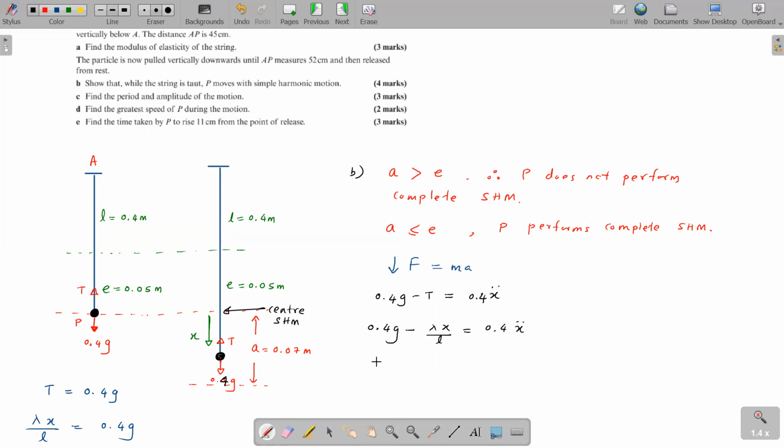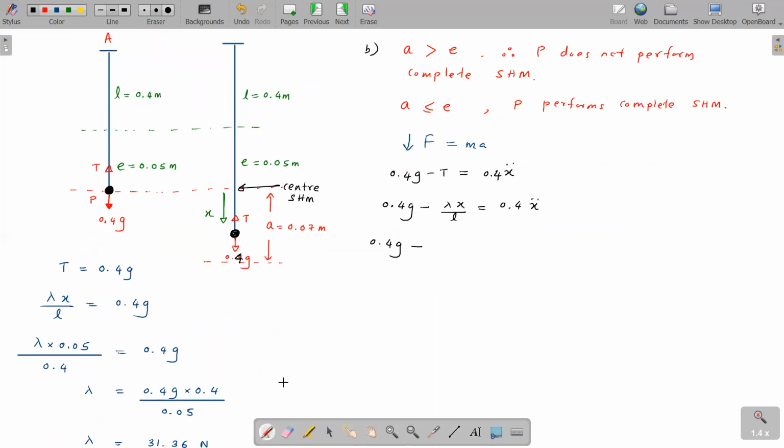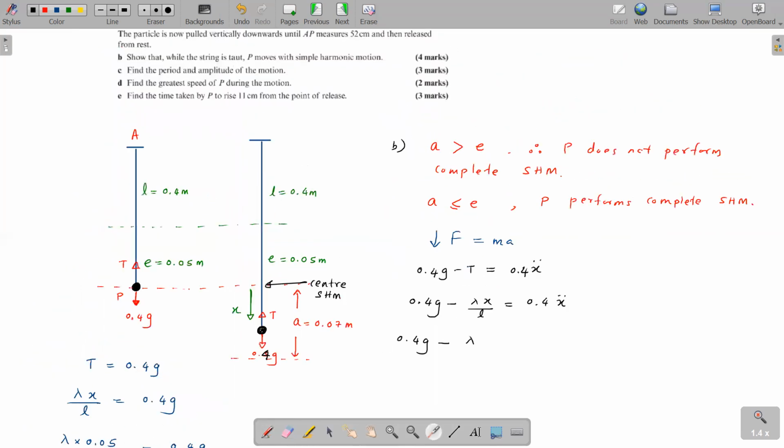Let's input the values. 0.4 g minus lambda, extension is how much? Again, I keep telling this in every question: the x here does not represent the same x we have here. This x in Hooke's law is the amount the string has stretched beyond its natural length. So beyond the natural length, the string has stretched E plus x. Agreed? Divide by L. So you get 0.4 g minus lambda E over L minus lambda x over L equals 0.4 x double dot.